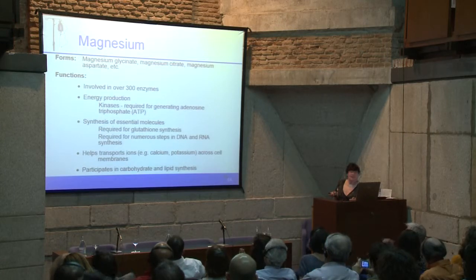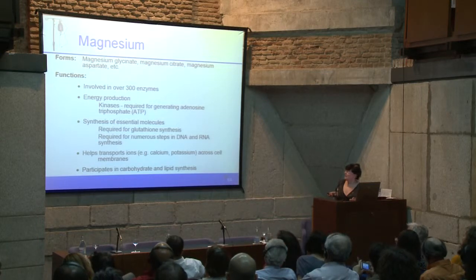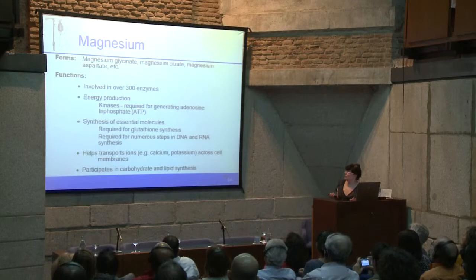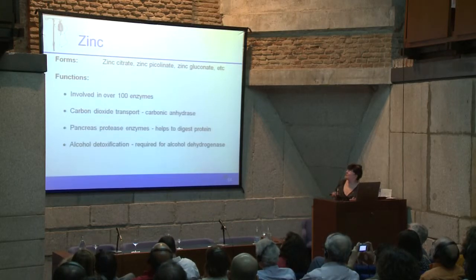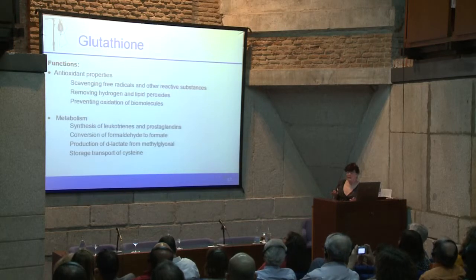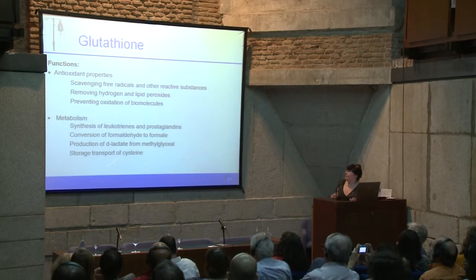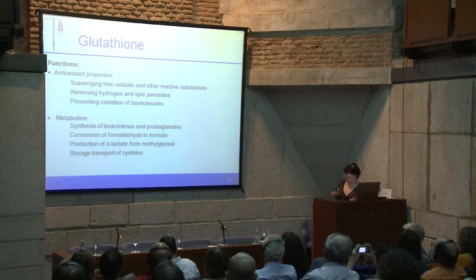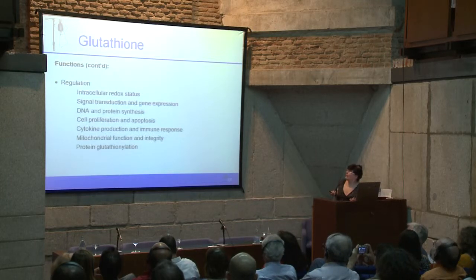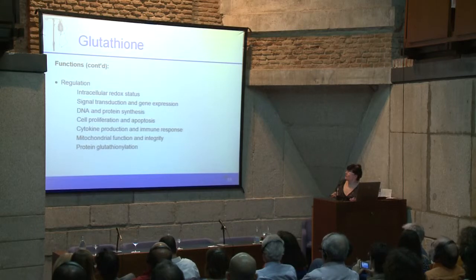Magnesium, touched on, it's required for over 300 enzyme systems, and it's required for energy production and synthesis of essential molecules. It helps to transport ions, participates in carbohydrate and lipid metabolism, and zinc citrate, and so on. I'm coming on very quickly to glutathione. We've been through that, its requirement a lot, its antioxidant properties, scavenging free radicals. It's very important in our patients, and its metabolism for conversion of formaldehyde to formate. That's one of the common chemicals Bill tells us we need to get rid of. And it regulates intracellular redox status. It's needed for gene expression, signal transduction, and cytokine production.